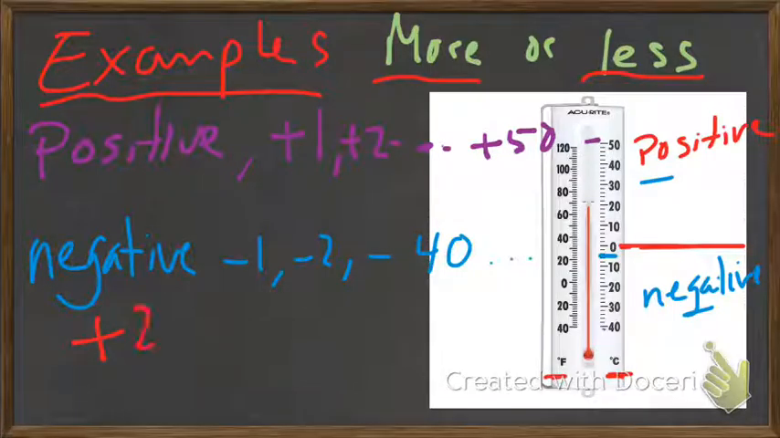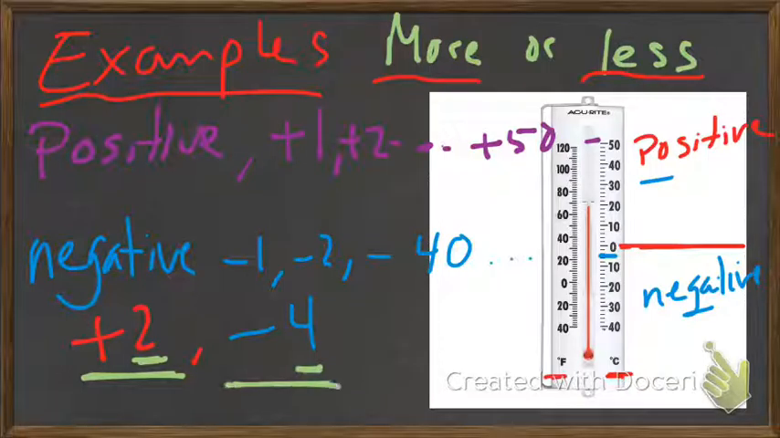If I have positive 2 and I have negative 4, and I ask you which value is greater, well, a lot of people are going to look at the number and be like, well, 4 is greater than 2. But it isn't. That's long enough of a pause for you to think. Positive 2 is going to be greater than negative 4, okay? Because negative 4 is underneath 0.